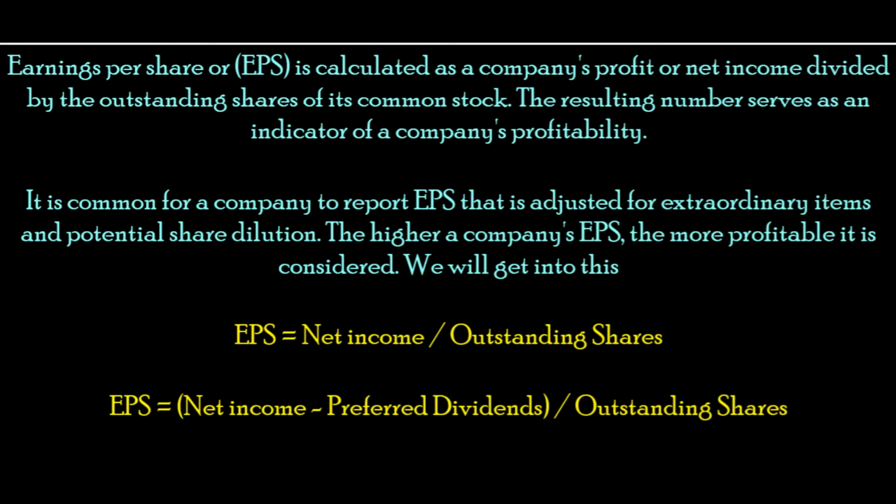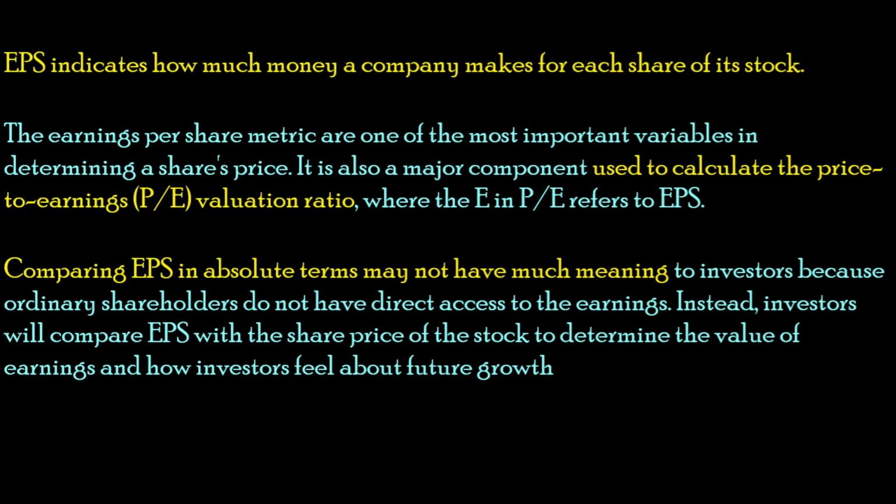Or if the company pays a dividend, EPS equals net income minus preferred dividends divided by outstanding shares. EPS indicates how much money a company makes for each share of its stock. The earnings per share metric is one of the most important variables in determining a share's price. It is also a major component used to calculate the price-to-earnings valuation ratio, where the E in PE refers to the EPS. We will get more into this in a later video.